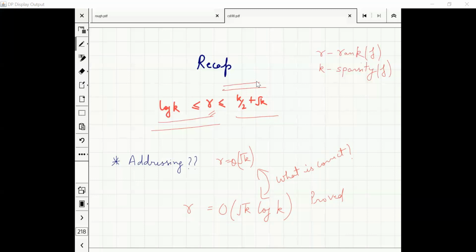Is the setting clear? If it is, then we will go to the proof of this. Questions? Are we together? Have I lost you?